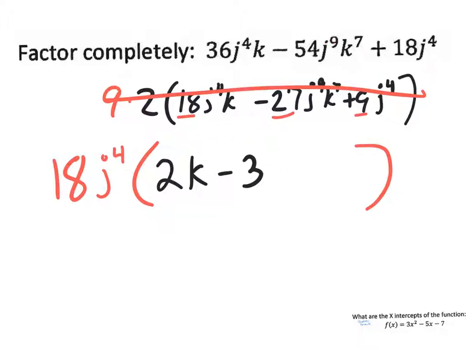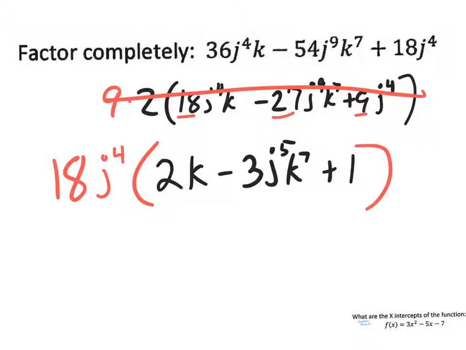And then, of course, j to the 4th times what gives me a j to the 9th. So right there you would have a j to the 5th, because j to the 4th times j to the 5th is j to the 9th. You have to add right there. And we still need this k to the 7th, so let's put it down right there, k to the 7th. And last but not least, 18j to the 4th times what is 18j to the 4th? Well, that would simply be a 1 right there. 18j to the 4th times 1 is 18j to the 4th. And that's all there is to do. You can't continue factoring on the inside. So that's it for that one.